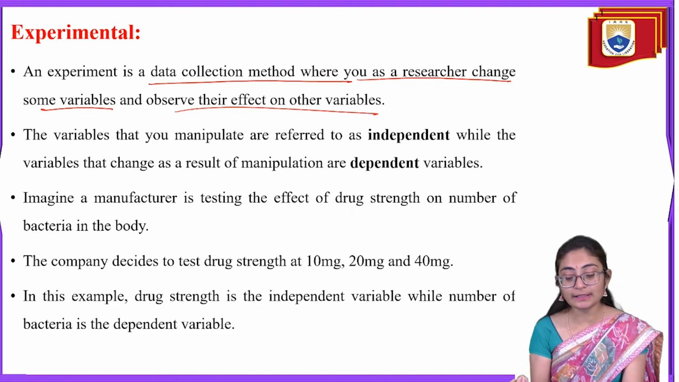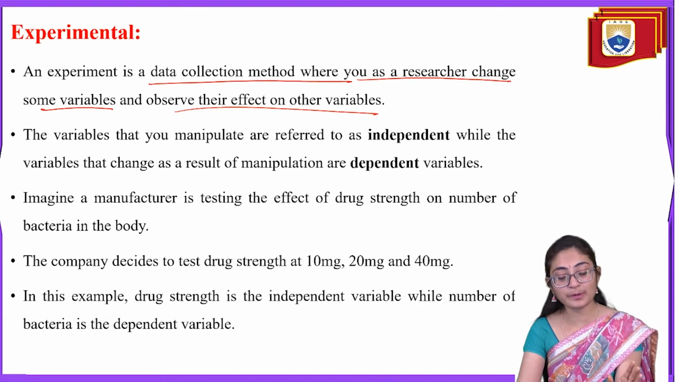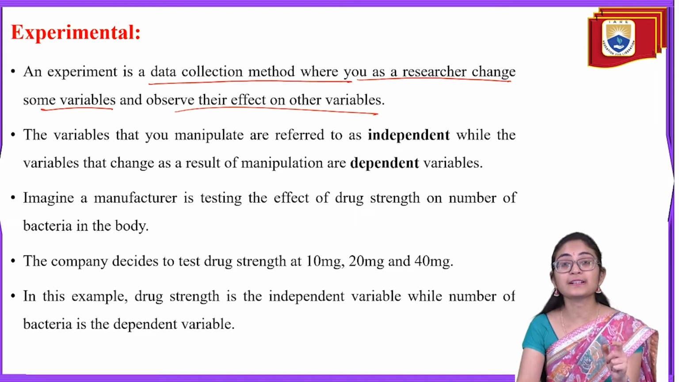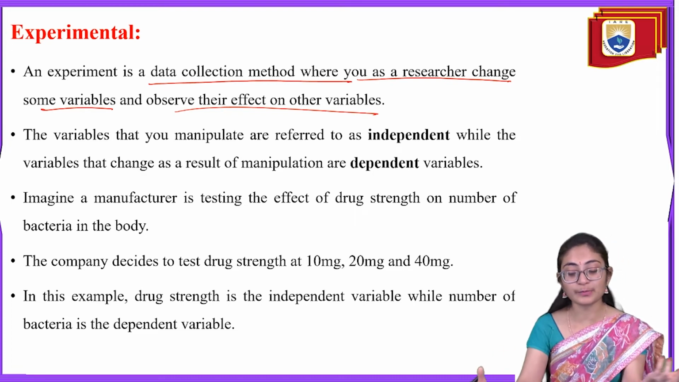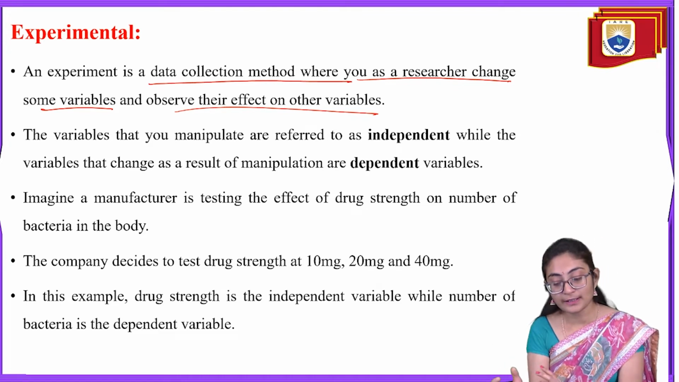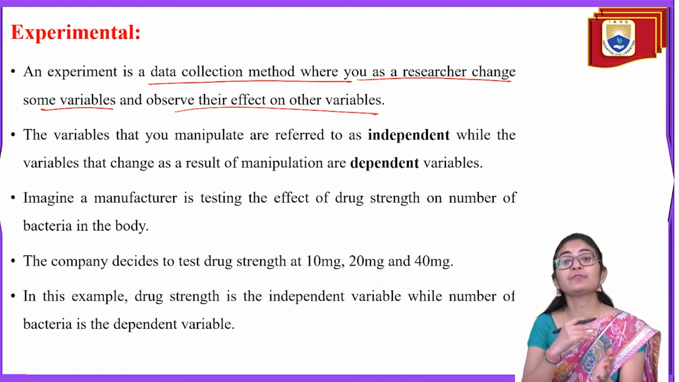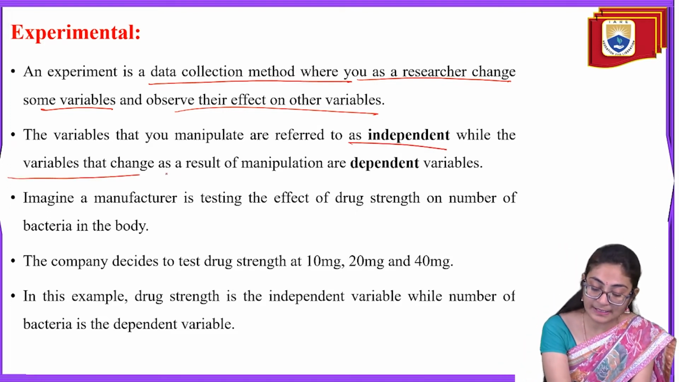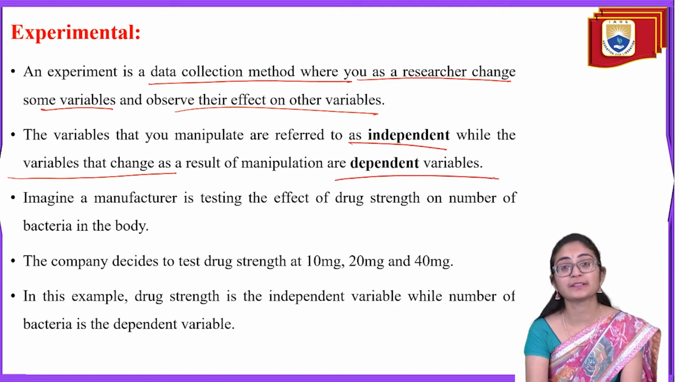We will collect the data. Then we will do some experiment. Then we will change some variables and observe what effects are going on that particular variable. These variables we can manipulate we will refer to as independent, while the variables that change as a result of manipulation are dependent variables.